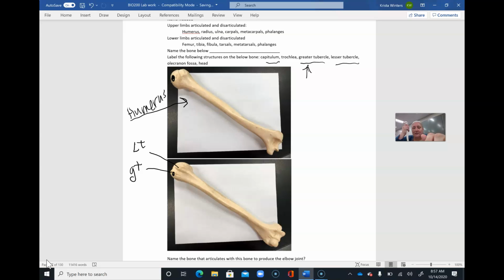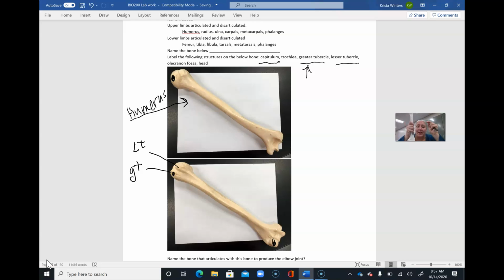a structure known as the capitulum. So the capitulum is a large bump right here. You can see the capitulum right there. The capitulum is on the lateral side of the humerus.